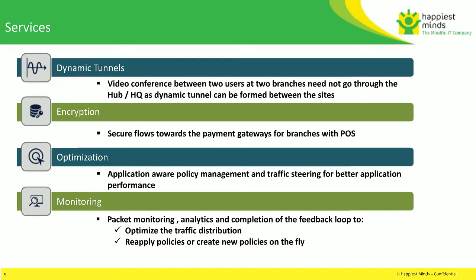The first one is the ability to create dynamic tunnels. Now this is very important when you have a high bandwidth application like a video conference between two users across two branches. In a traditional WAN architecture, typically the traffic would go from one branch to the hub to the branch, and hence it becomes a hub and spoke kind of arrangement. Whereas in the case of SD-WAN, it is possible to create dynamic tunnels between two branches, and then the traffic can be exchanged between the two branches without going through the hub. So that can improve the experience of the video conference with respect to the quality.